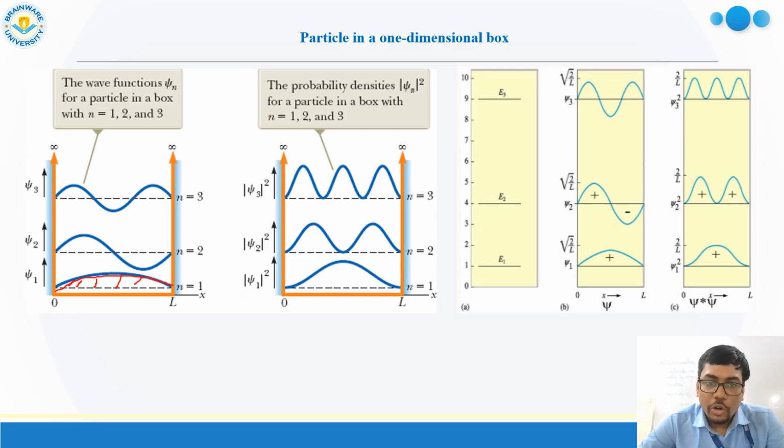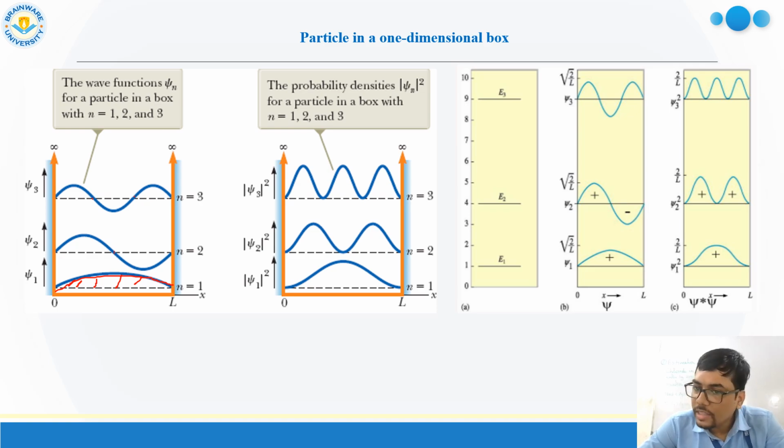If I am talking about psi square, because in the previous lecture I already told you psi has no physical significance, you have to know psi square, that is the probability density. If you plot psi square, then for n equals 1 the plot is like this, for n equals 2 this type, and for n equals 3 this type. Now, talking about the number of nodes, for n equals 1 there is no node. If I draw a straight line, there is no break.